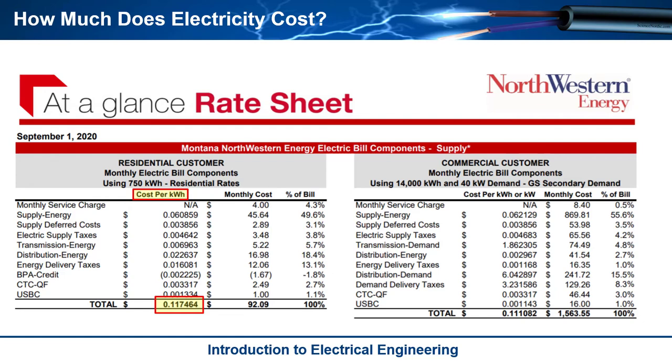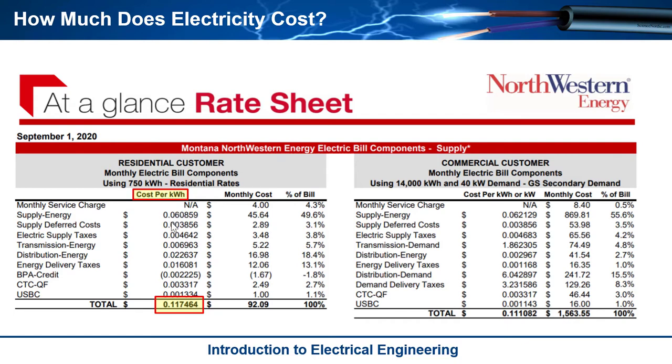So I just pulled a rate sheet at a glance from Northwestern Energy, which is a utility company in Montana, and this is for September 1st, 2020. And you'll notice that they list out all the charges that they have for electricity. But the first thing that you notice right away is that they give the cost in what's called kilowatt hours. So it's kind of a new unit for it. So it's like, what is this thing? But we'll go through what that is.